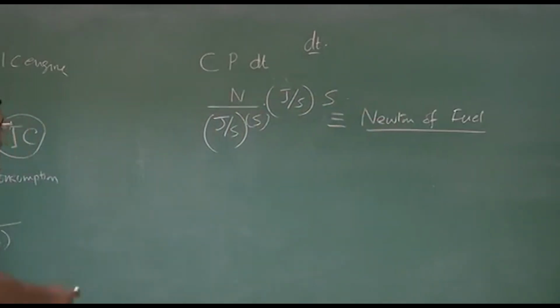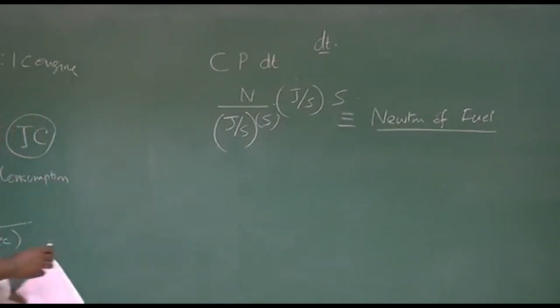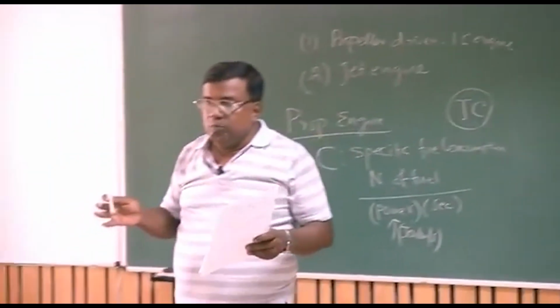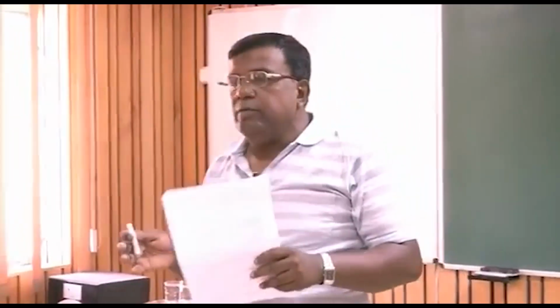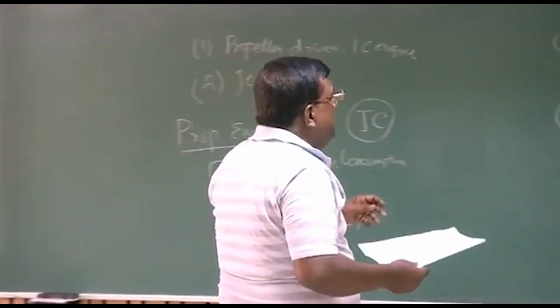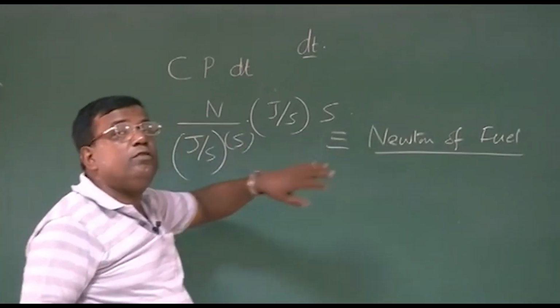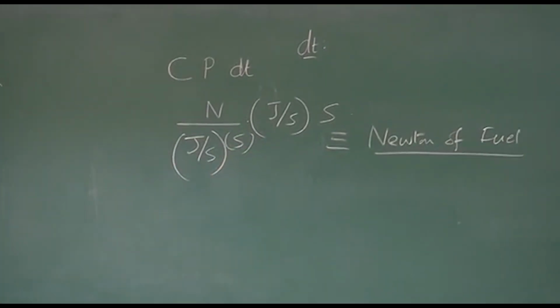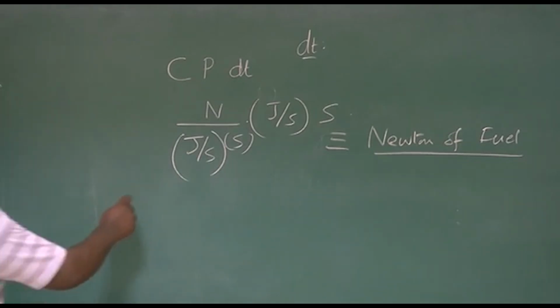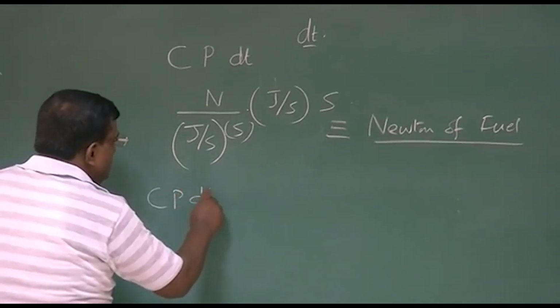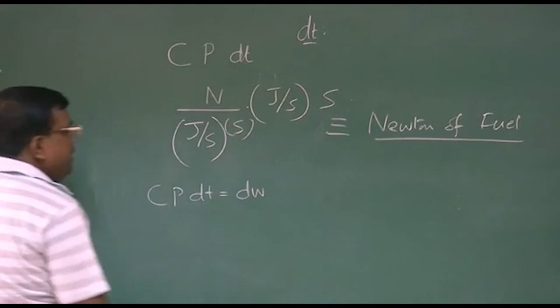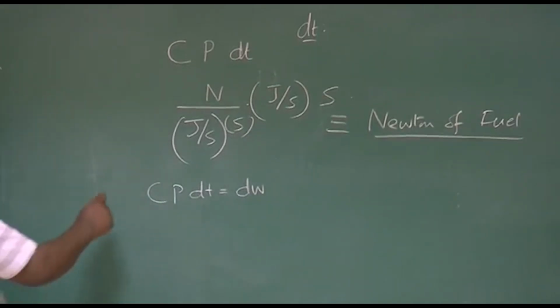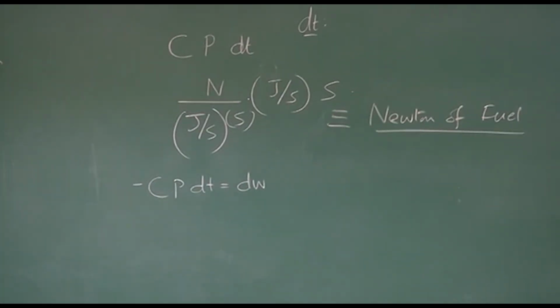So I can understand one thing: if everything else is the same, nothing is changing, for an airplane flying from one point to another, the change in the weight is primarily and only due to the change in the fuel, because the fuel is consumed to develop this power. So I will write C P dt as dW, the change in weight of the airplane. I will put a minus sign to make it consistent that this is a reduction in the weight.